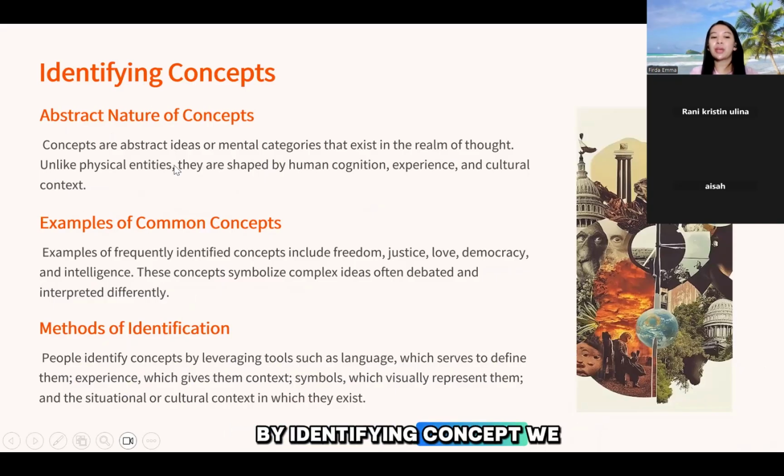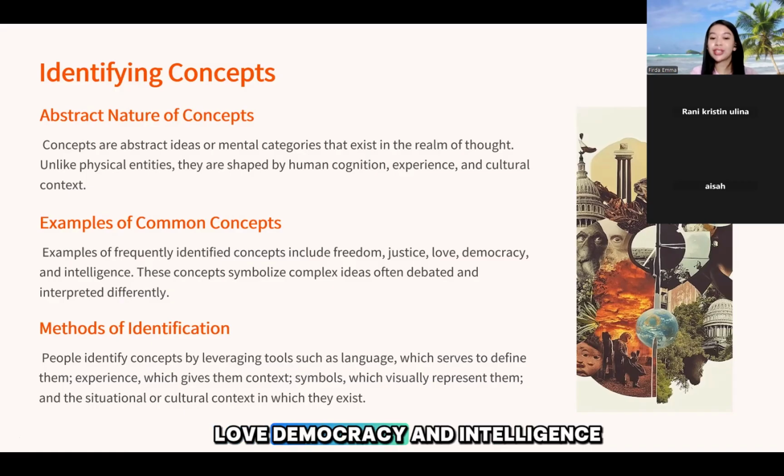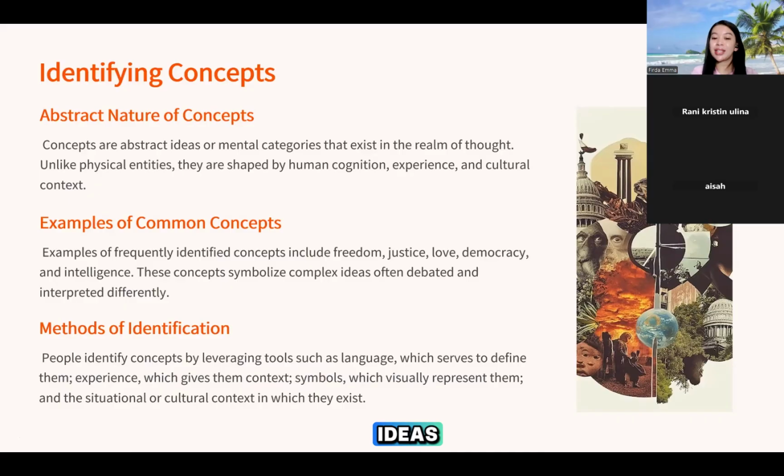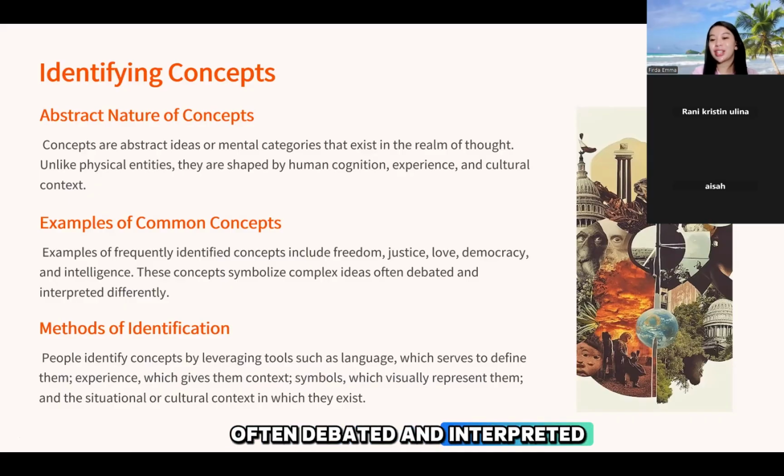By identifying concept, we can know the abstract nature of concept. Concepts are abstract ideas or mental categories that exist in the realm of thought. Unlike physical entities, they are shaped by human cognition, experience, and cultural context. And after that, the examples of common concepts frequently identified include freedom, justice, love, democracy, and intelligence. These concepts symbolize complex ideas, often debated and interpreted differently.